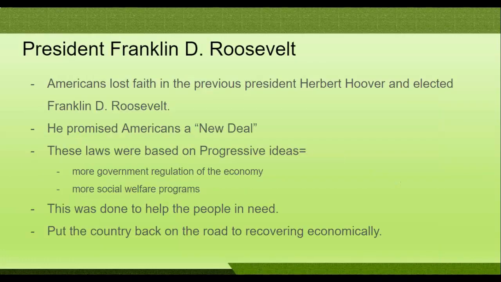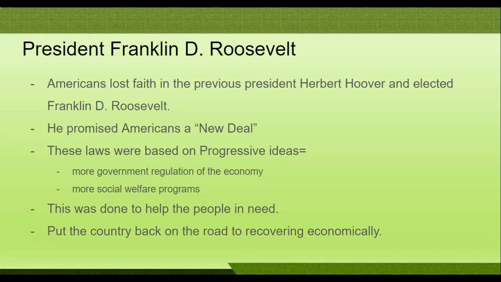All right, so Herbert Hoover is out and Franklin D. Roosevelt is elected president. He comes along with his New Deal, which was based on a lot of progressive ideas. And we didn't get into the progressive movement very much, but the progressive movement really wanted the government to help people. It wanted the government to control the economy. It wanted the government to come up with social welfare programs.